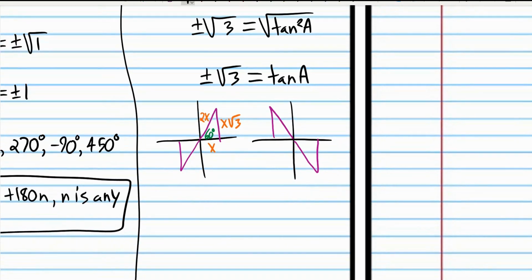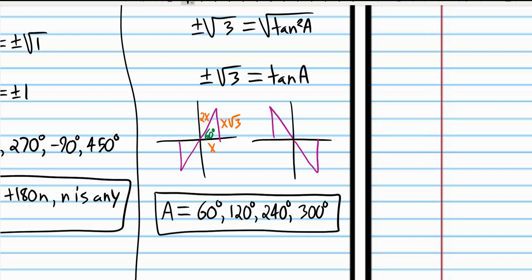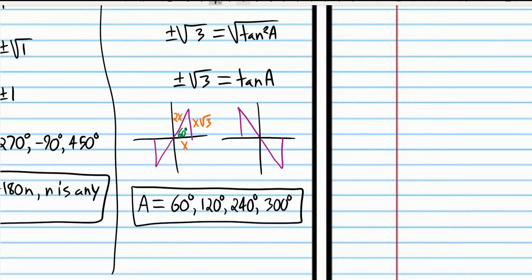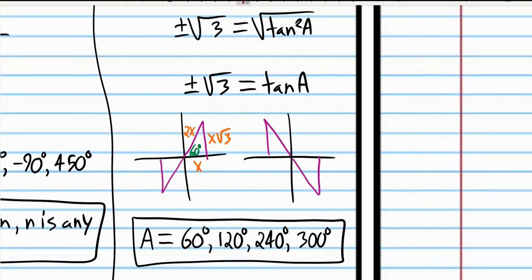So A is equal to 60 degrees, the first quadrant solution, 120 degrees, the second quadrant solution, 240 degrees, the third quadrant solution, and 300 degrees, the fourth quadrant solution. So again, 60 is one solution, 120 is another solution, 240 is another solution, and 300 is another solution.